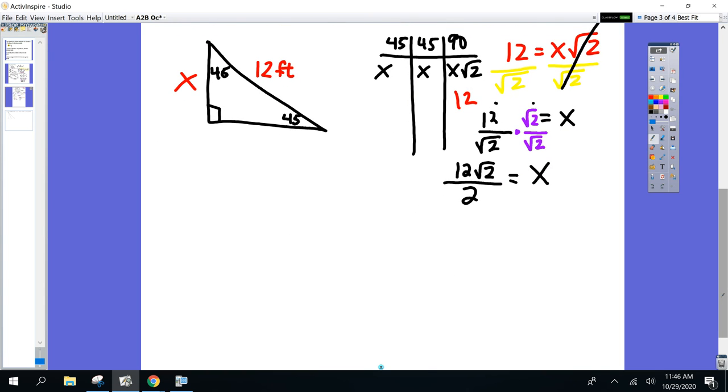But anybody think we can go any further with what I've just written down? 12 radical 2 over 2. What do you think you can go further with? You divide and you get 6 radical 2. There you go. I can divide 12 and 2 to finally get an answer of 6 radical 2. I know that was a lot, but again, here's where we got to start: 12 equals x radical 2, and go from there.